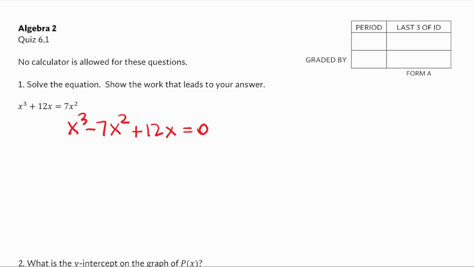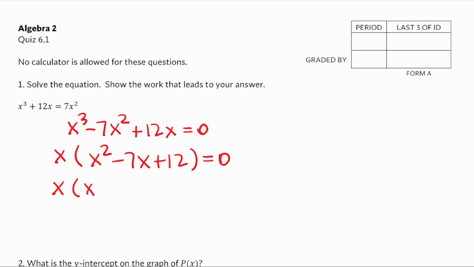And now I'm ready to factor. I think about, is there a greatest common factor? There is. I can pull out an x. Okay, and now I need to think, is the thing in parentheses factorable? Can I think of two numbers that multiply to 12 while adding to negative 7? Yes, I can, negative 4 and negative 3. So x times x minus 4 times x minus 3 will equal 0.